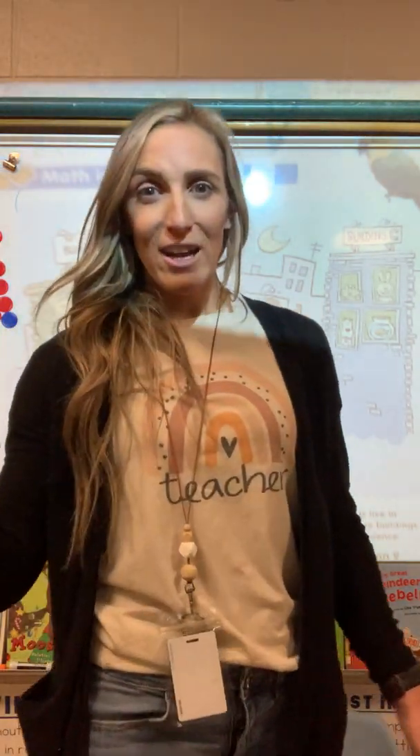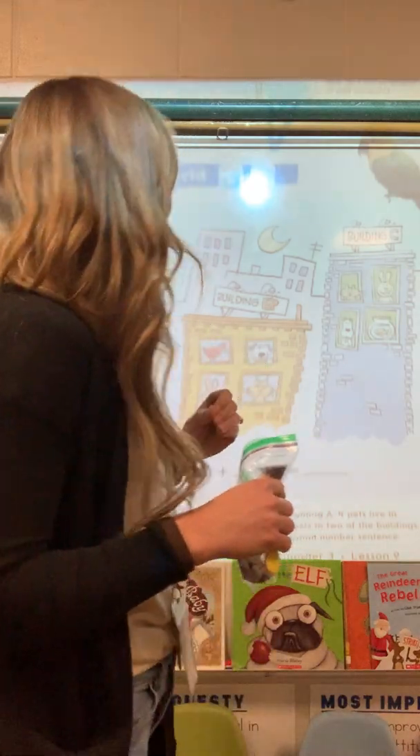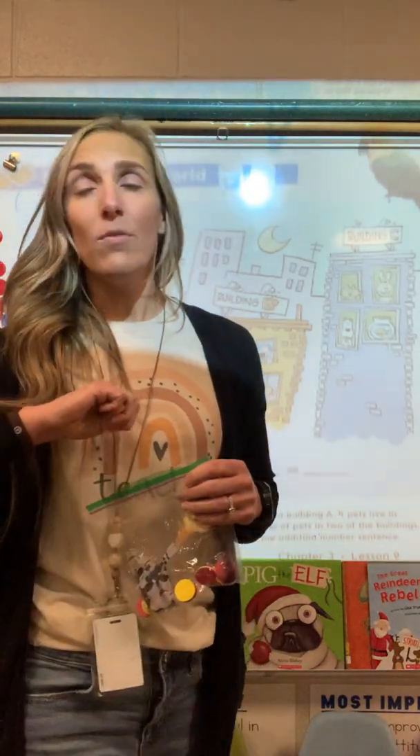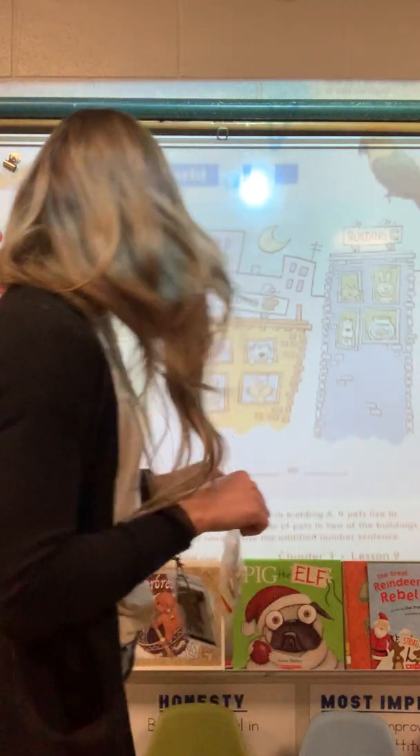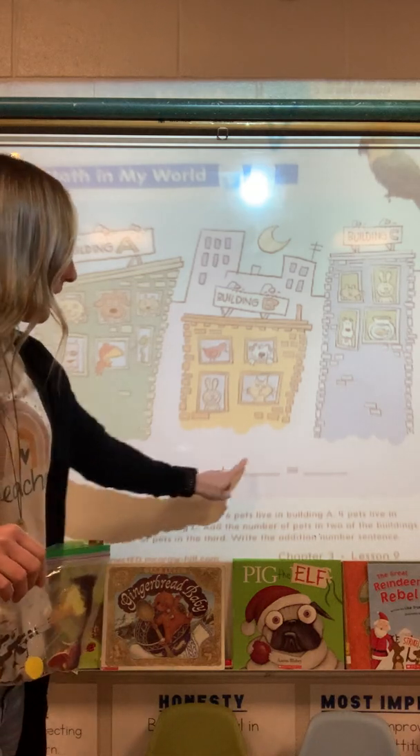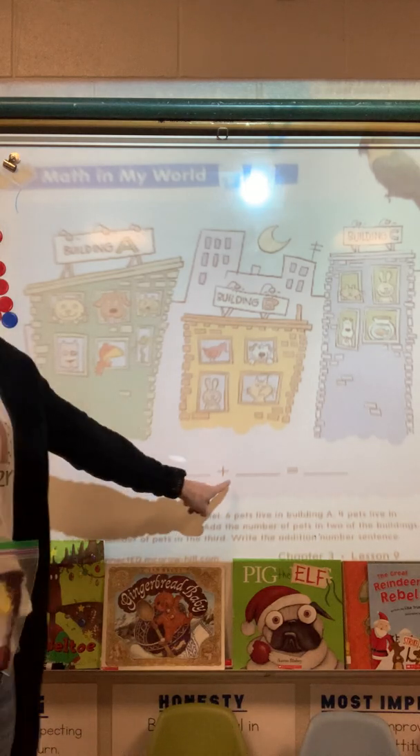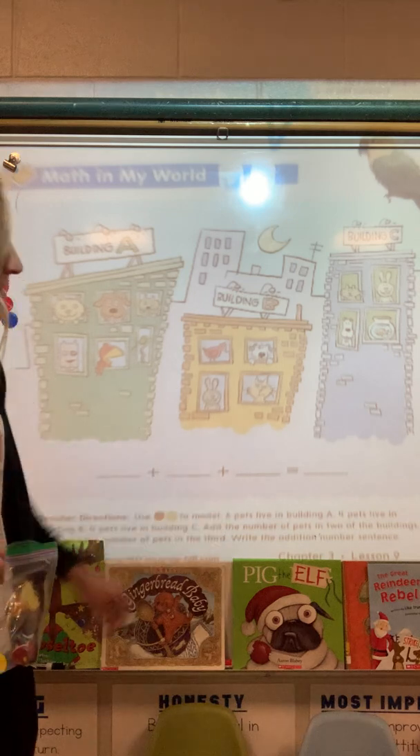Welcome back, first grade. Today we are going to do math lesson 9, and we are going to be talking about adding 3 numbers. We have been working so far on adding 2 numbers, and today we're going to add another number, how we can add 3 numbers and find the answer. So you can see there's 2 plus symbols in this one because we're adding 3 numbers instead of 2.